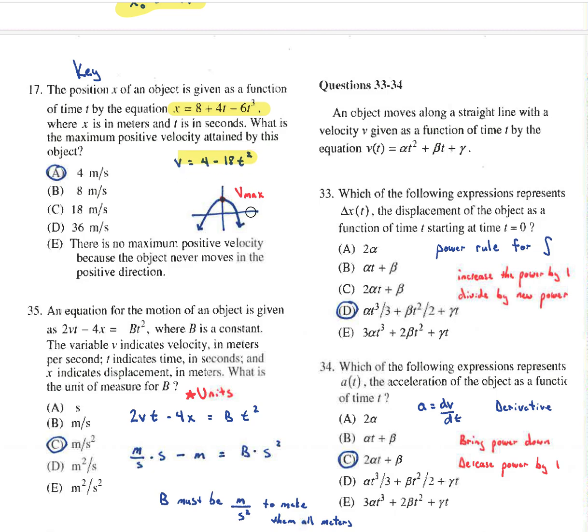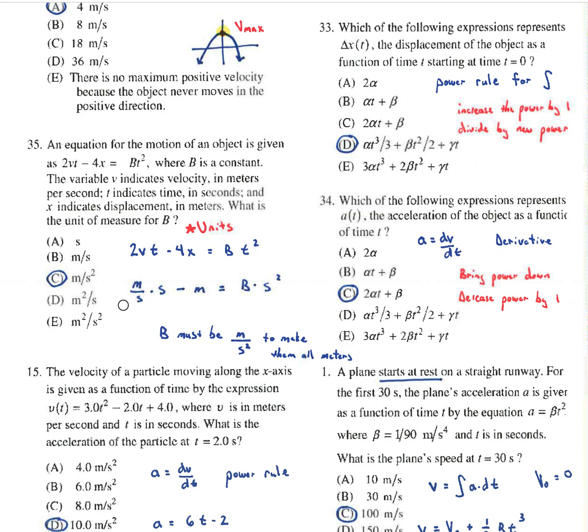Or actually, in this case, I didn't graph it because it was just obvious that 4 is the maximum positive. That's a very easy quadratic, right? Right there. So 4 meters per second. This one's all about units, okay?